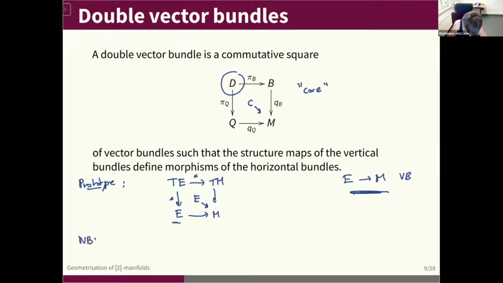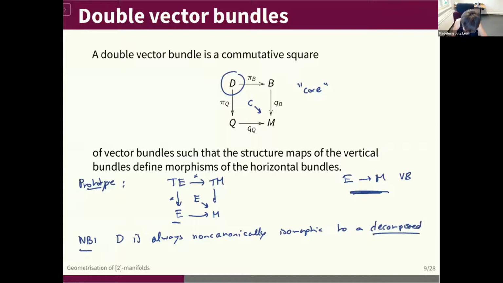And here also, it's important to know that D is always, non-canonically, isomorphic to a decomposed double vector bundle, which means D is isomorphic as a double vector bundle to the fiber product B fiber product over M Q fiber product over M C, which you equip with the projection on B in the first factor, the projection on Q, and fill your diagram.